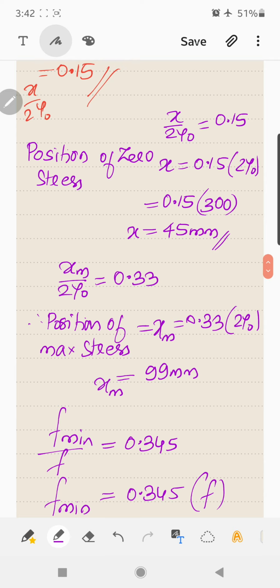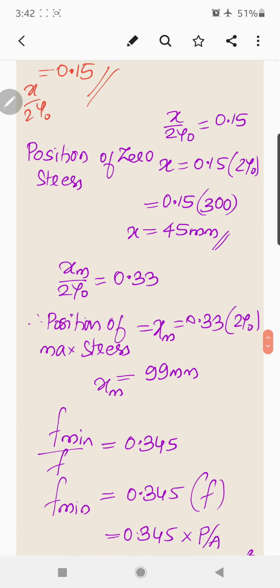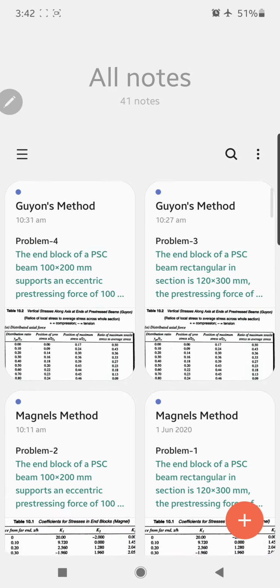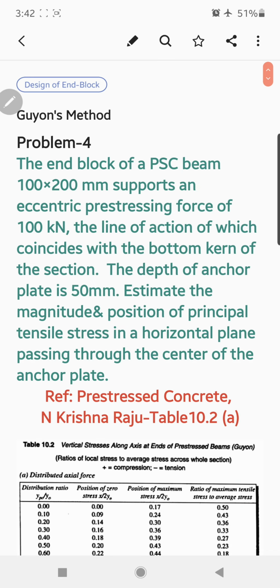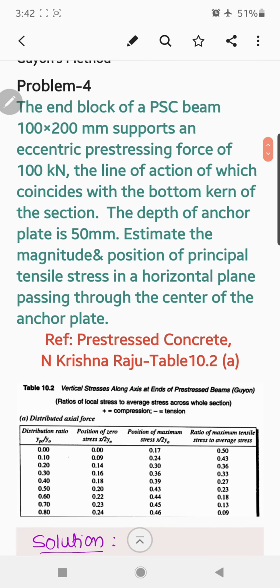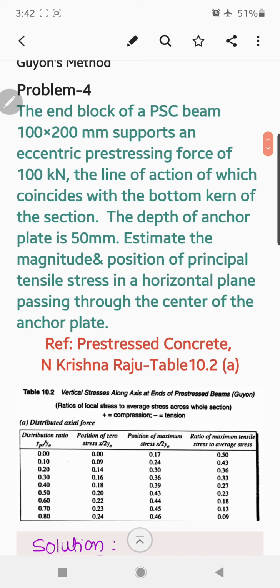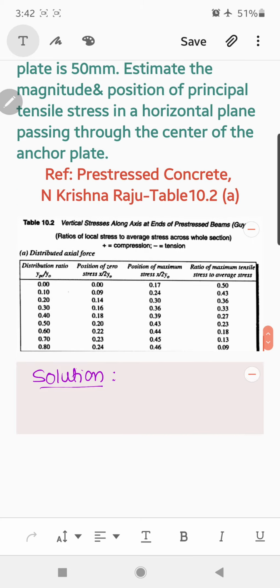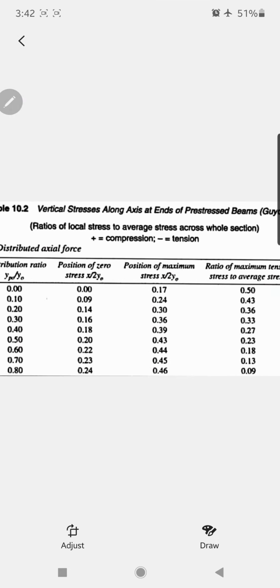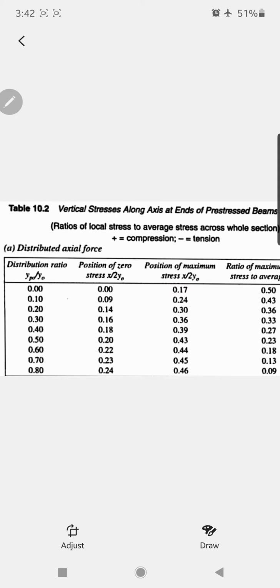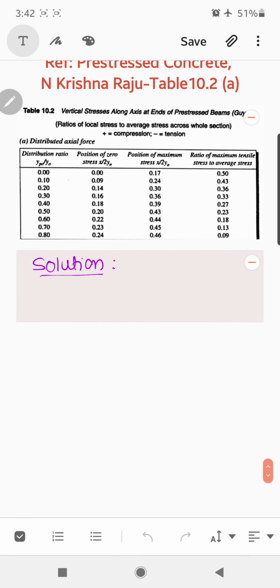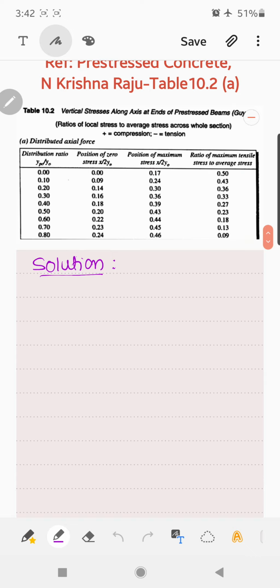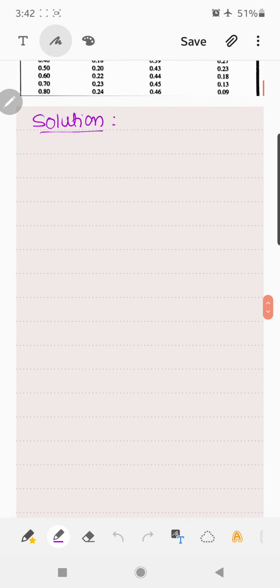Now let us solve the same eccentric problem of the Magnus method by Guyon's method, and we'll end this video. This is the problem which I have taken in the Magnus method. Now we have to solve this by Guyon's method. The same table required here is 10.2a. Now this is the section.